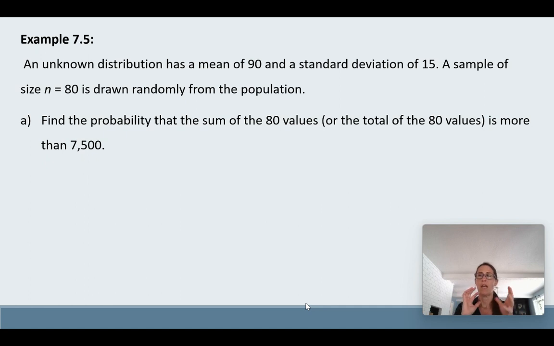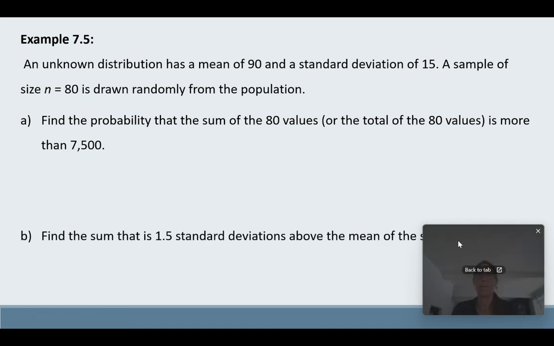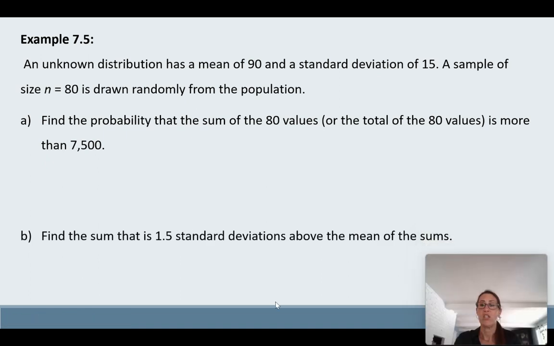Sometimes this is hard to get your mind around when we've just been talking about sample means. So this is sample sums. We take a sample of a bunch of our data values and we add them together. So that's one reason why we get big numbers here in this section. We're also going to find the sum that is 1.5 standard deviations above the mean of the sums.